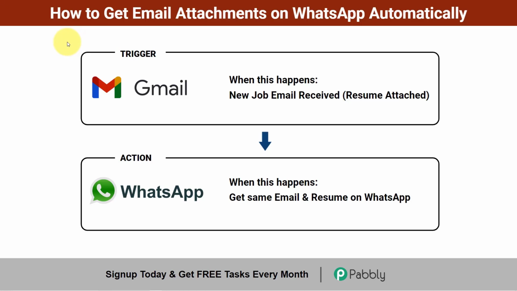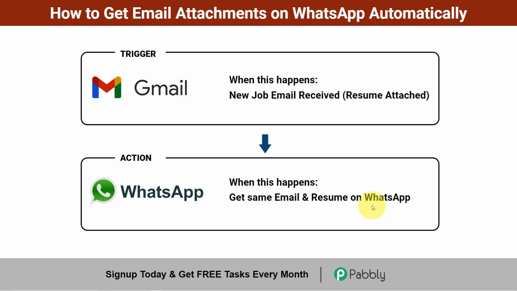If you are an HR or into the recruitment job, then this video is going to be very interesting for you, because here I'm going to teach you how to get email attachments on WhatsApp automatically. So the idea here is, as soon as a new job email is received into your Gmail account along with the resume attached, you can get the very same email and that resume on your WhatsApp as well without doing anything manually. Yes, it is possible.